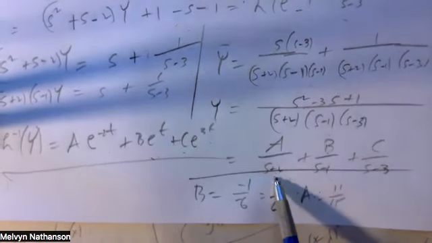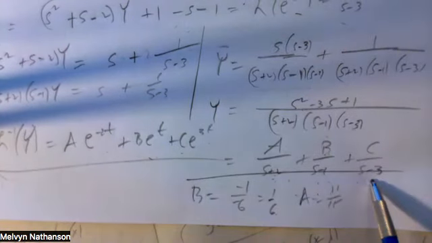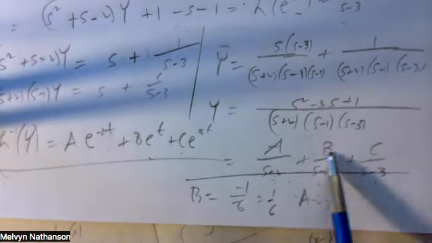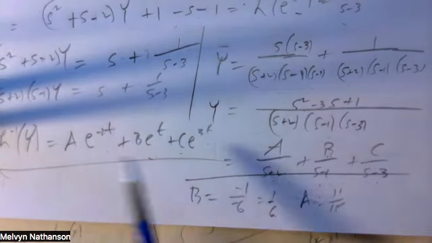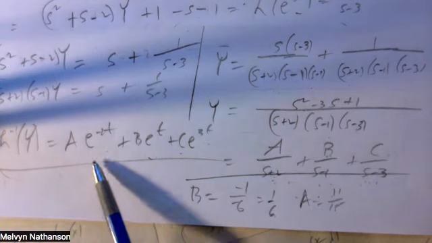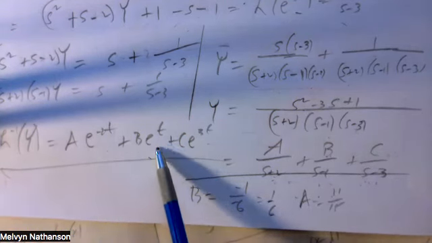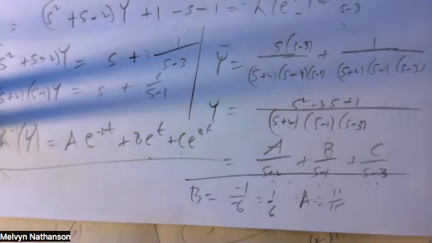But this expression you'll write as partial fractions, a over s plus 2, b over s minus 1, c over s minus 3. So with these numbers a, b, and c, which you can calculate, the solution of this differential equation is this linear combination of e to the minus 2t, e to the plus t, and e to the plus 3t.